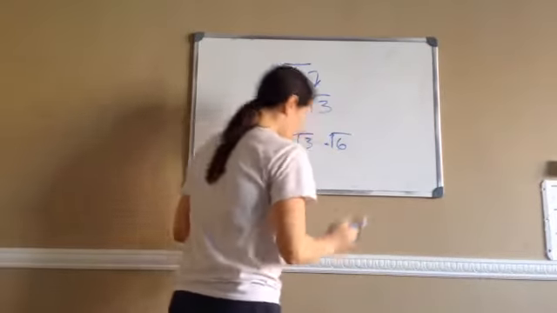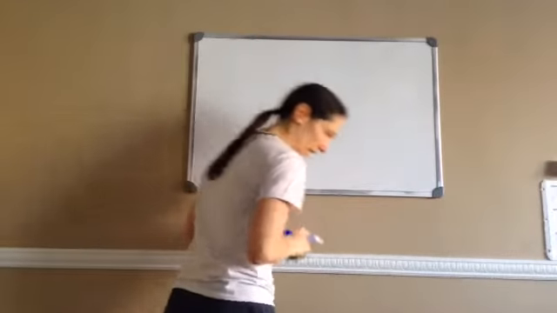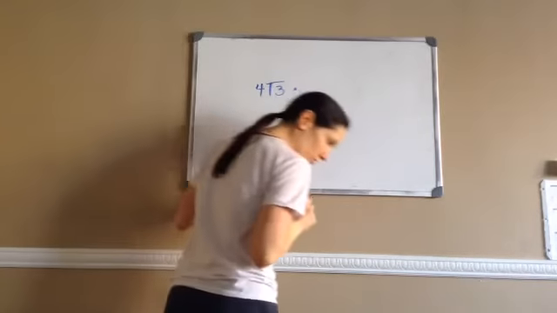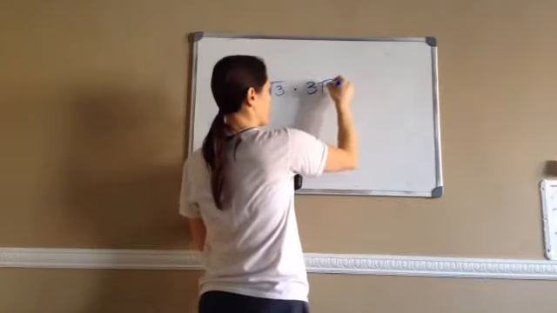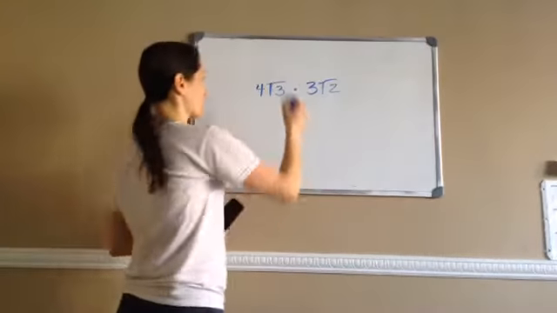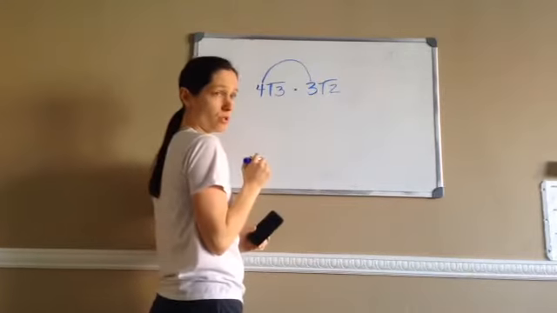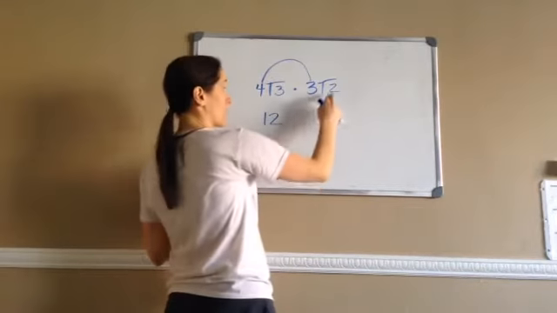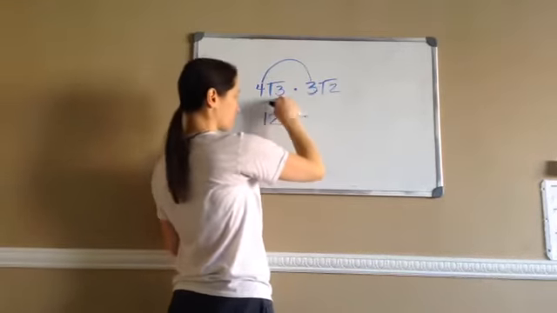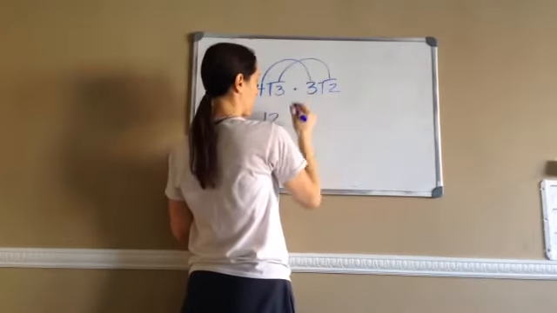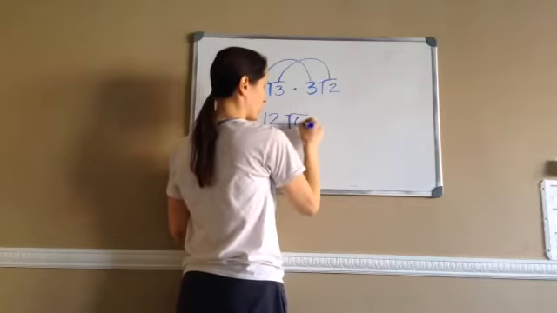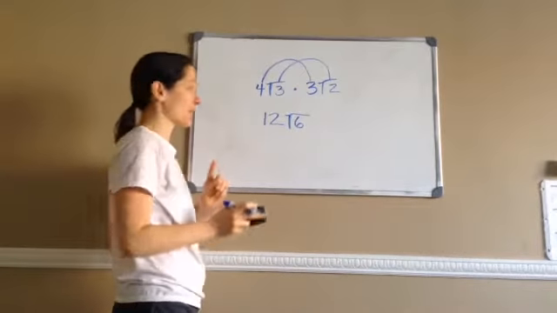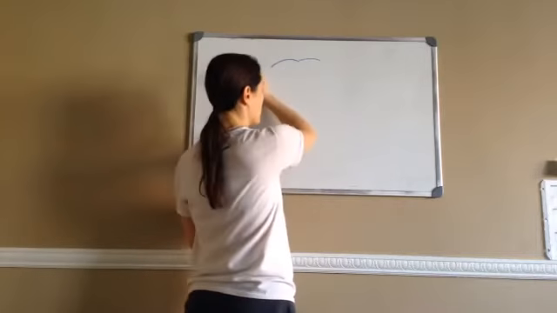Alright, so now let's take some of the problems they're going to give us today and work them. 4 square root of 3 times 3 square root of 2. When you see these kinds of problems, you're going to multiply your numbers: 4 times 3 is 12. Then you're going to multiply your square roots. The square root of 3 times the square root of 2 is the square root of 6. And that's the final answer. You might be thinking, oh, this is simple, but it gets harder. So that's how you would do that one.